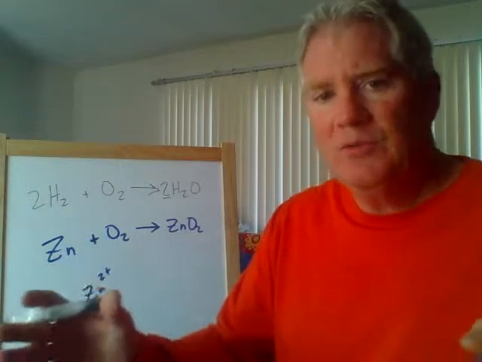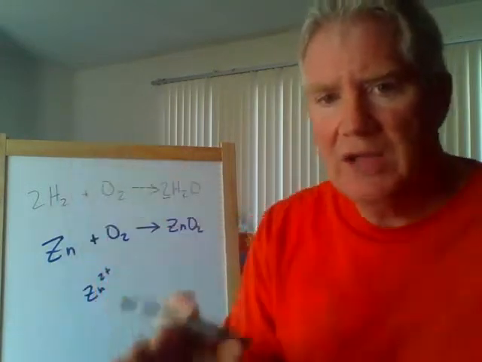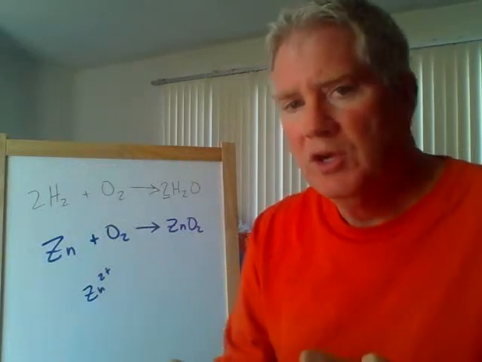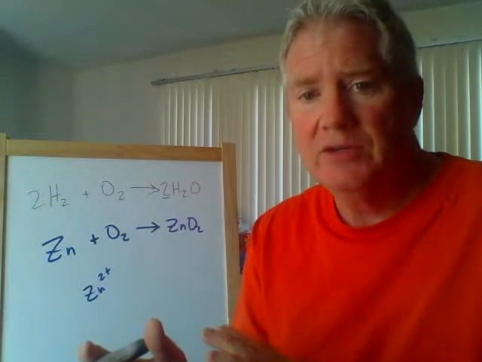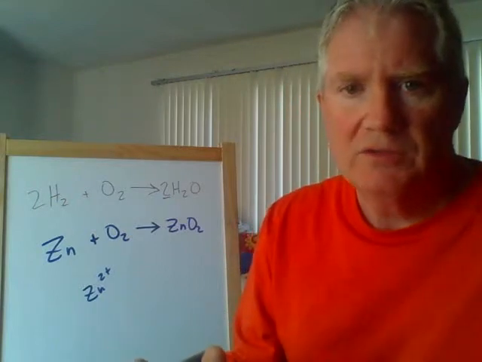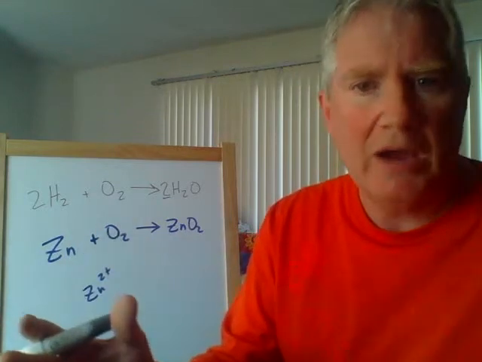So when you actually look at redox reactions, there's always an oxidizer and always a reducer, meaning essentially one is gaining electrons, the oxidizer, and one is losing electrons, the reducer. And it always works in pairs like that. You never have oxidation without reduction.